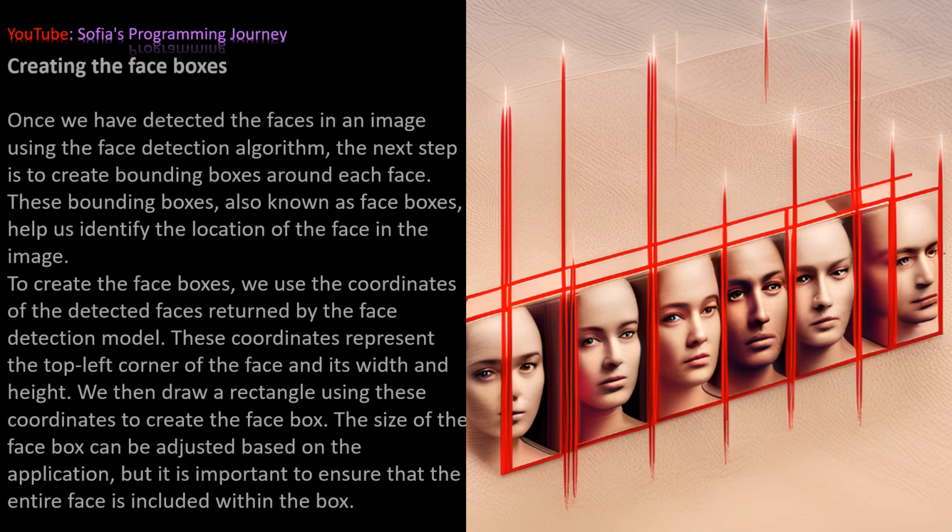Once we have detected the faces in an image using the face detection algorithm, the next step is to create bounding boxes around each face. These bounding boxes, also known as face boxes, help us identify the location of the face in the image. To create the face boxes, we use the coordinates of the detected faces returned by the face detection model. These coordinates represent the top left corner of the face and its width and height. We then draw a rectangle using these coordinates to create the face box. The size of the face box can be adjusted based on the application, but it is important to ensure that the entire face is included within the box.